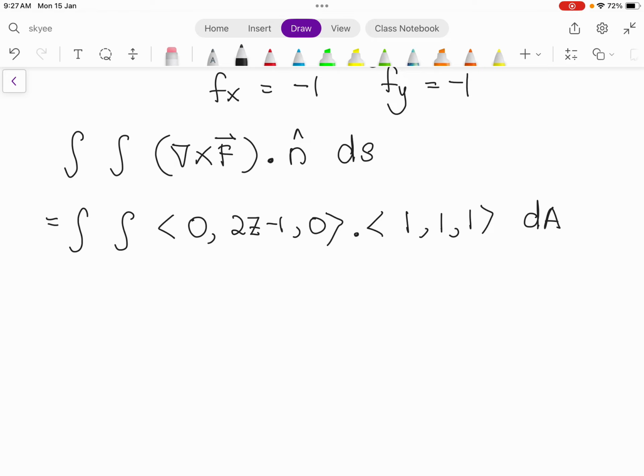Okay, so now it's time to find out the dA. So you will be left with 2z minus 1. Okay, so this z you could replace with the equation of the plane, which is 1 minus x minus y, minus 1. The other components are 0, so you have the dA here. So you need to find what the dA is, and what coordinate system you want to use for it.